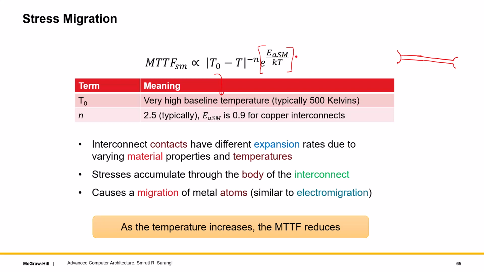This is for stress migration. For copper interconnects it is 0.9. For other interconnects, it will have other values. But this is the constant that we have over here. See, here again, as the temperature increases, the MTTF decreases, in a similar fashion. Again, one more big incentive to keep the temperature low, because this can affect the reliability quite significantly.